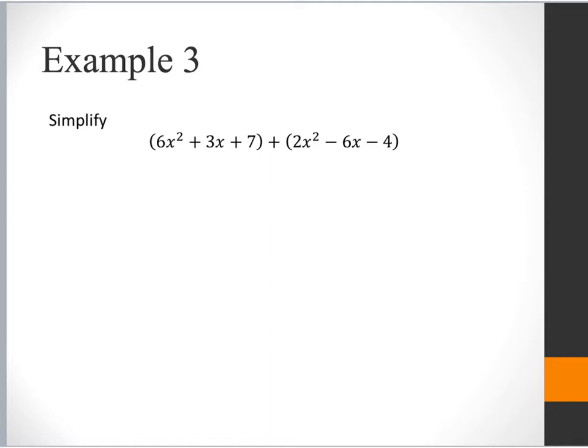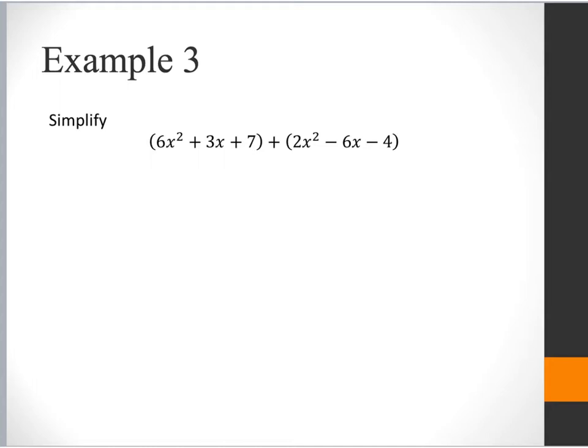So if we go ahead and look at example 3, it wants us to add the trinomial 6x squared plus 3x plus 7, and we're going to add that to the trinomial 2x squared minus 6x minus 4. And there are two ways that you can do this. Some people may like to set the problem up vertically.